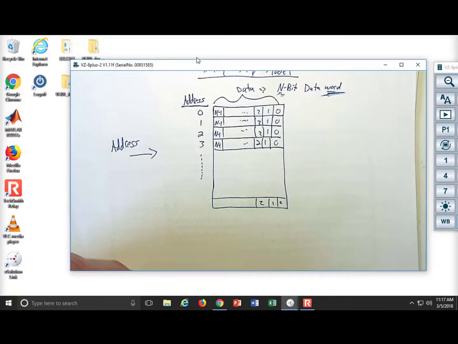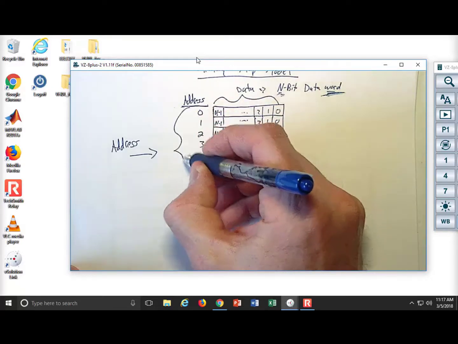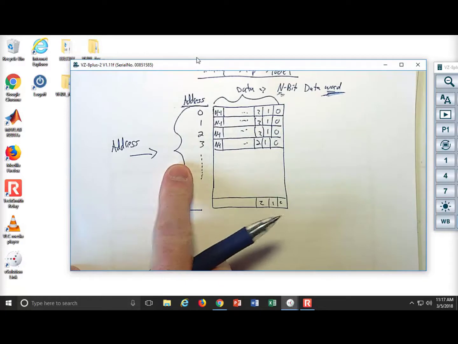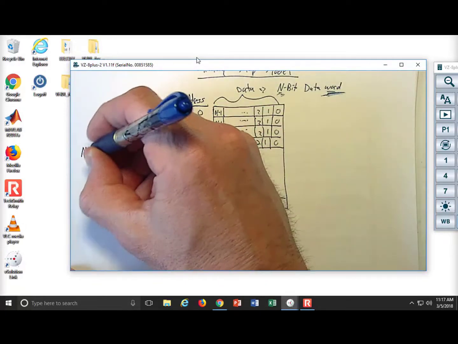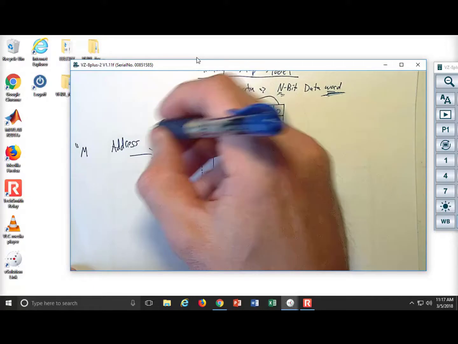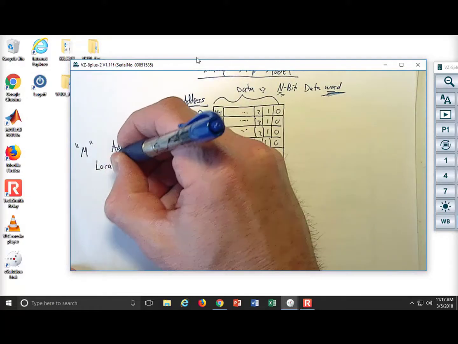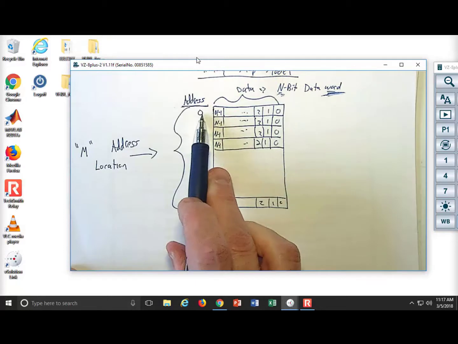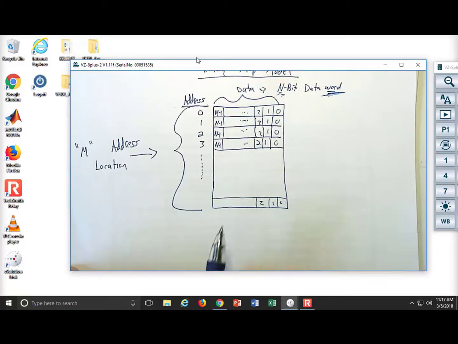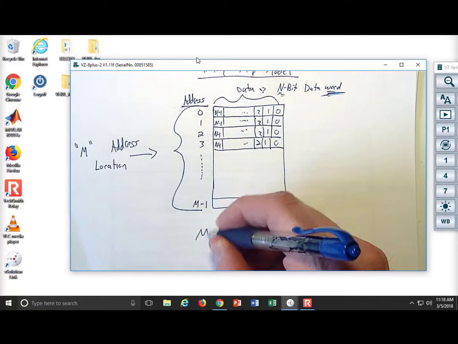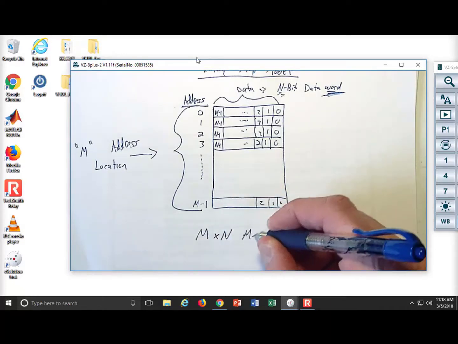Now, when you talk about the depth of a memory, you're talking about the number of unique locations right here. And we actually give this a little symbol, which is M address locations. Okay? So if you started counting at 0 and you said, well, I have M unique address locations, this would actually be M minus 1. Okay? And this is how you form this array, which is going to be called an M by N memory array.